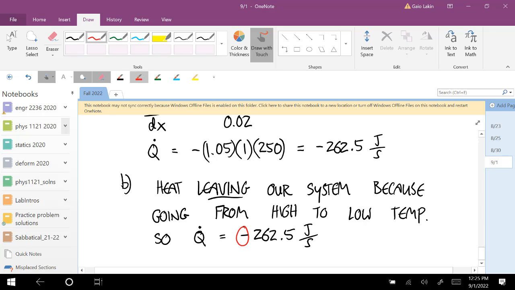If, on the other hand, our system was the side that was 15 degrees, energy would be coming into our system. And so that would be positive. Okay. And so every time you use these heat transfer equations, you have to think which direction is energy flowing and use that to come up with your first law sign convention.